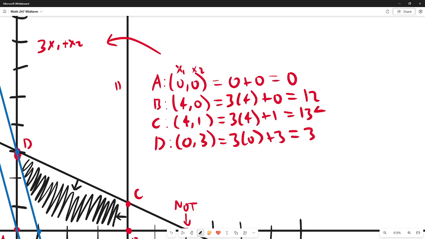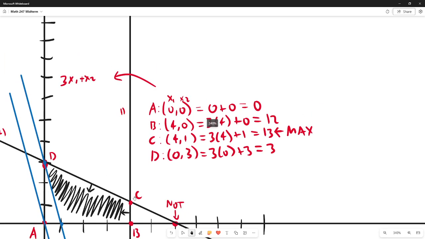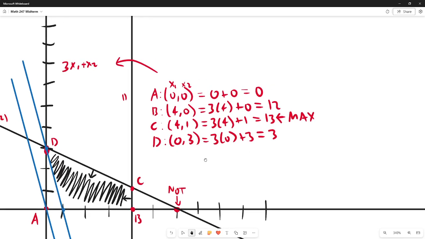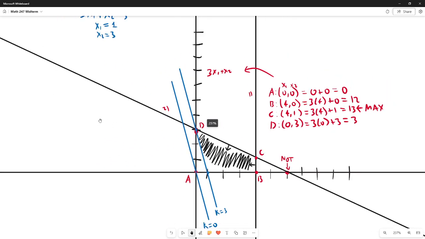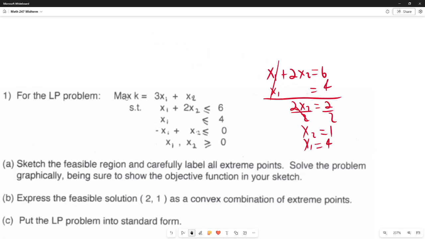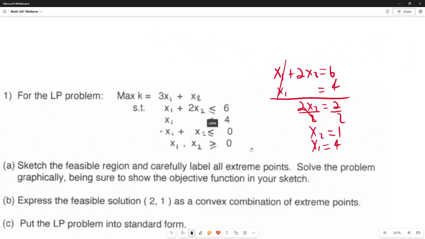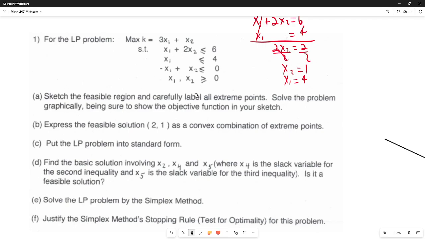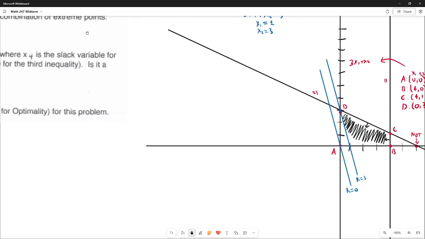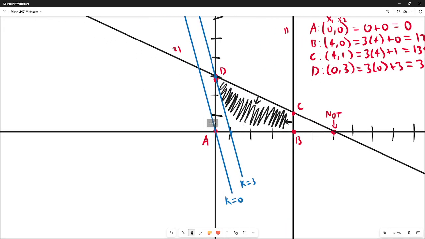And so we see that 13 is the max. And obviously, remember, we said that C is the last one to get hit. So C is the winner. And we were able to verify that here. So at this point, we solved it graphically. We found the maximum value. And obviously, again, they were looking for the maximum as stated here. So that answers part A, right? Where we wanted to label all the extreme points and solve the problem graphically. And obviously we needed to also be sure to show the objective function in your sketch. So that's what we did here as well.